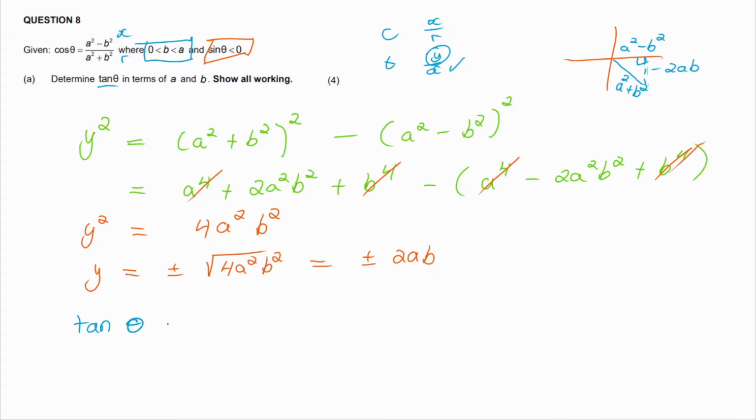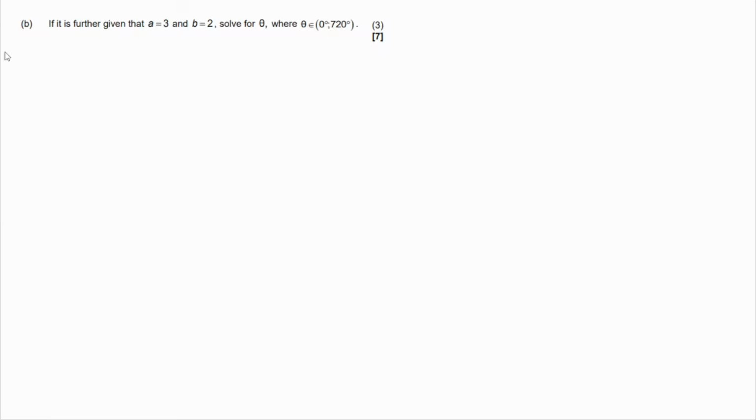So now if we do tan theta, we know tan theta is tan your exterior. It's y over x. So our y is negative 2ab, remember, it comes from here, over our x, which is over here, a squared minus b squared. And that was for 4 marks. All right. Now they say it is further given that a is 3 and b is 2. Solve for theta, where theta is an element of 0 to 720.